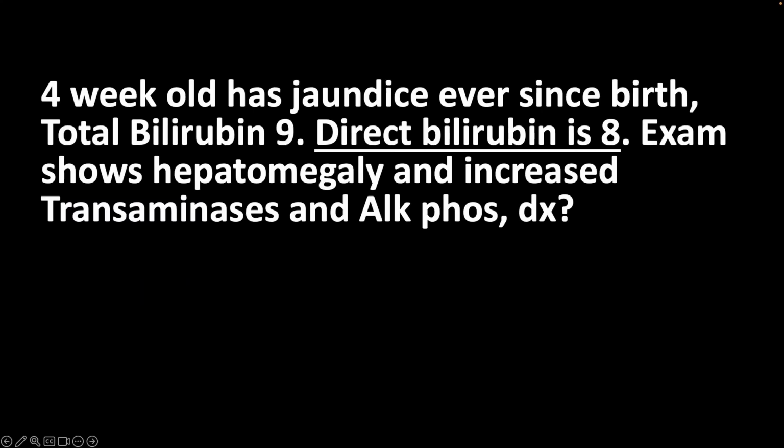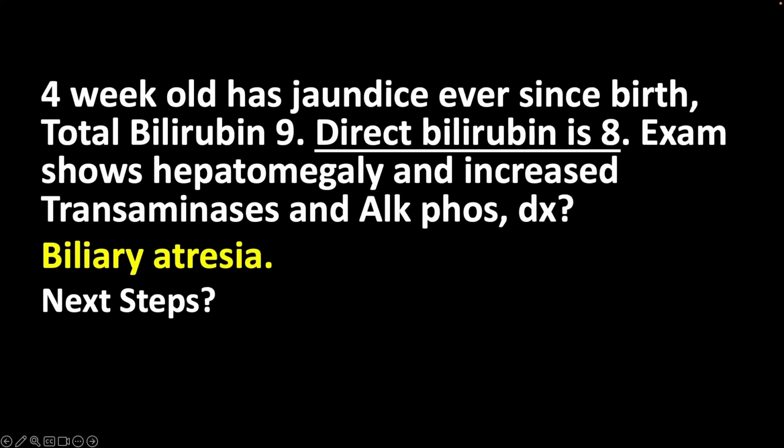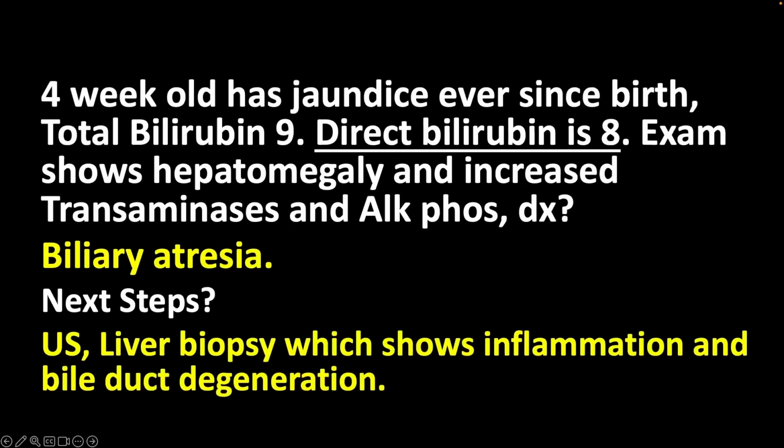You have a 4-week-old. They have jaundice ever since birth. Their total bilirubin is 9. Their direct bilirubin is 8. Exam shows hepatomegaly and increased transaminases and ALK Phos. What's your diagnosis? This would be biliary atresia. And what next steps would you want to get? You're going to want to get imaging and ultrasound, and then also liver biopsy, which is going to show inflammation of the bile duct.